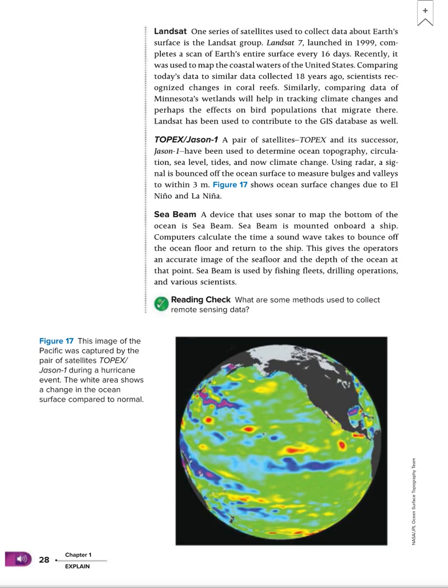So a device that uses sonar to map the bottom of the ocean is SeaBeam. SeaBeam is mounted on board a ship. Computers calculate the time a sound wave takes to bounce off the ocean floor and return to the ship. This gives the operators an accurate image of the seafloor and the depth of the ocean at that point. SeaBeam is used by fishing fleets, drilling operations, and scientists.